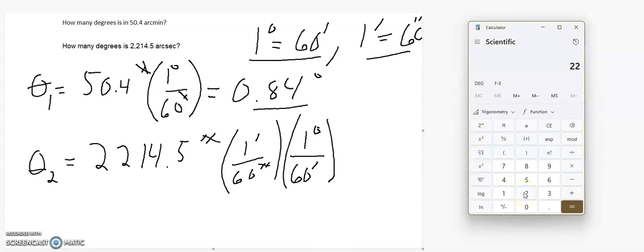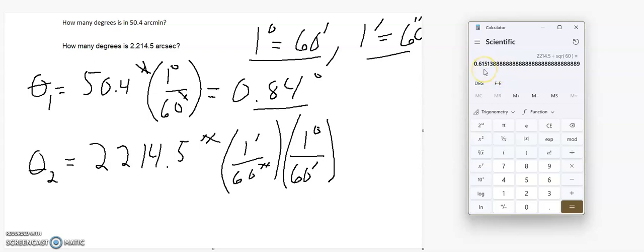So 2,214.5. We divide by 60, divide by 60 again. Another way of saying that is divide by 60 squared. That's literally it, right? And so that's the number of degrees in 2,214.5 arc seconds.